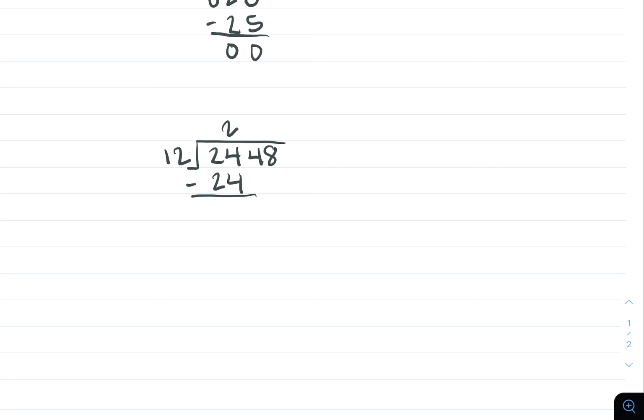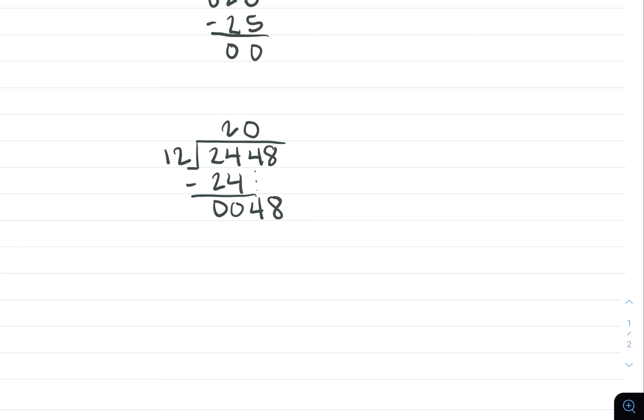Okay, let's subtract that away. Well, I get 0, 0. Okay, so let's bring that next number down. Well, that's a 4. So 12 does not go into 4. So what do I do here? Well, let's put a 0 here. And let's bring down our next number. So that way we're going to have something big enough to work with.